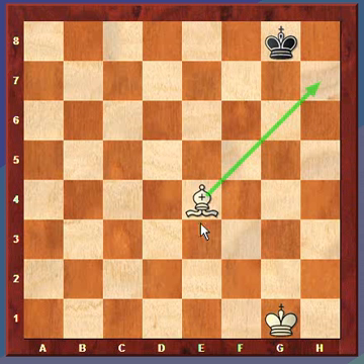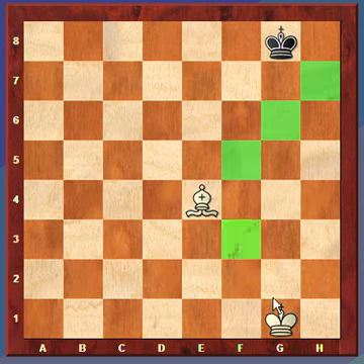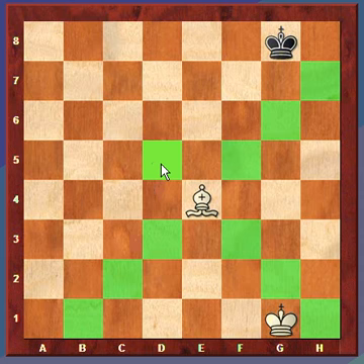So let me highlight the squares that this bishop can move to. It can move diagonally in this direction, or it can move diagonally in this direction, or it can move diagonally in this direction, or it can move diagonally in this direction. It can move to any one of the highlighted squares in green. Okay? So let's practice moving the bishop.